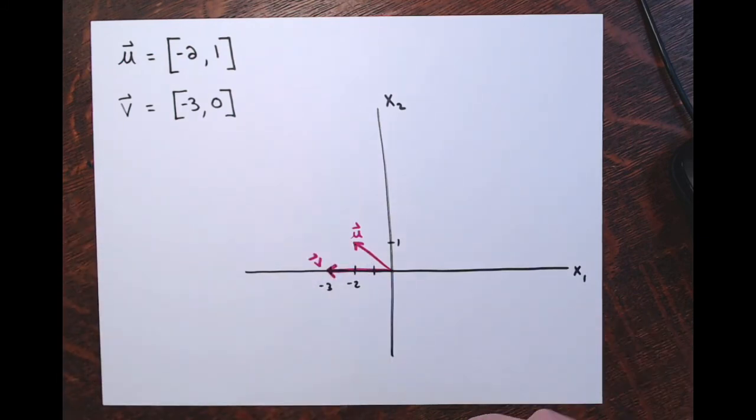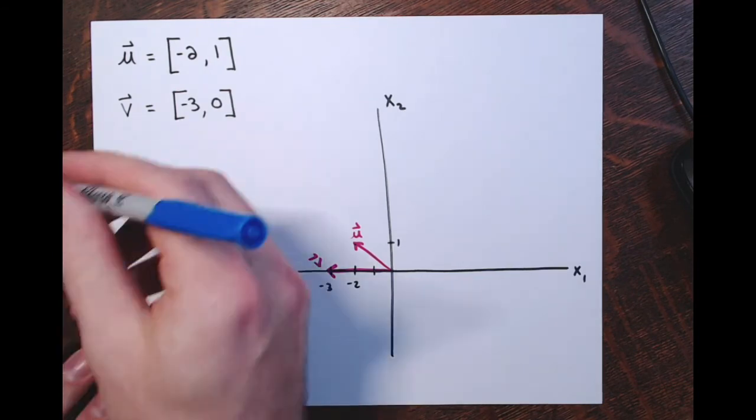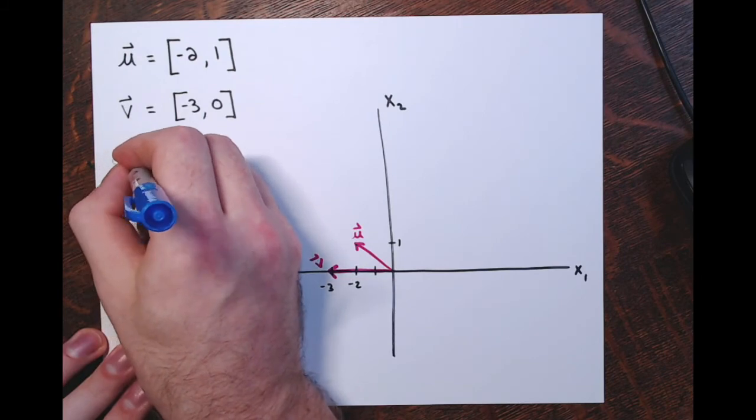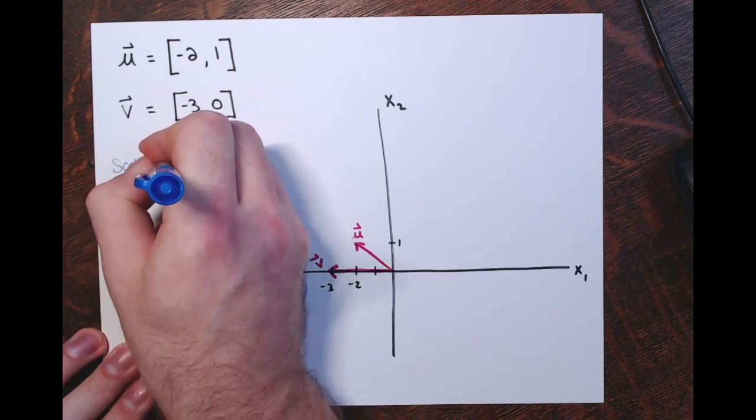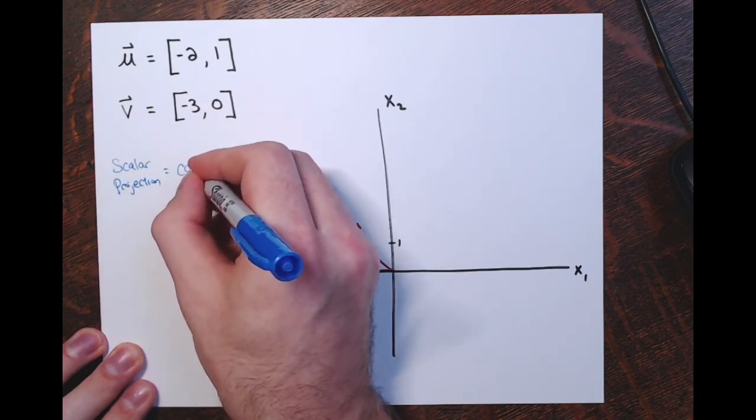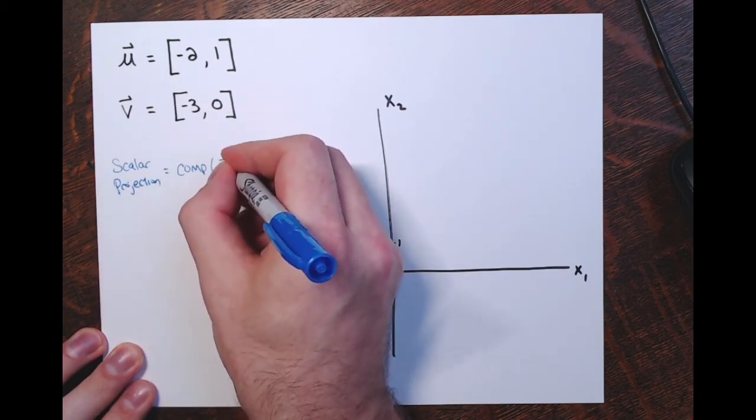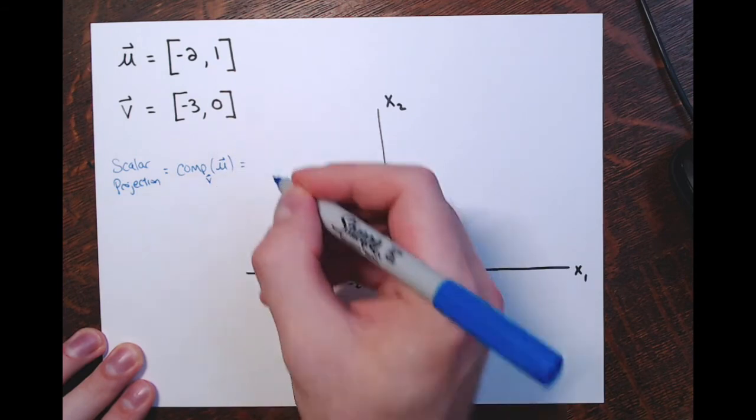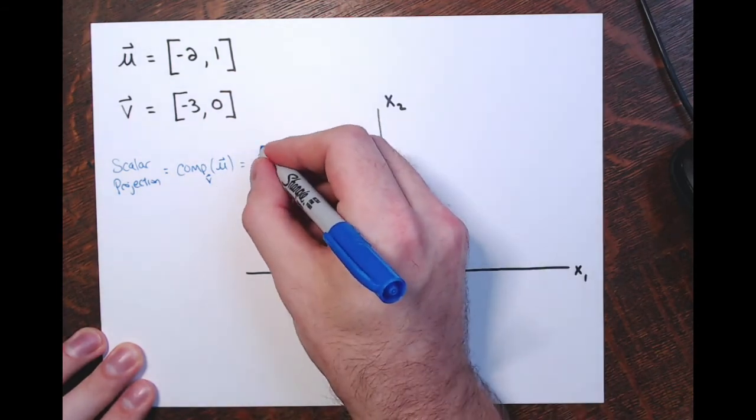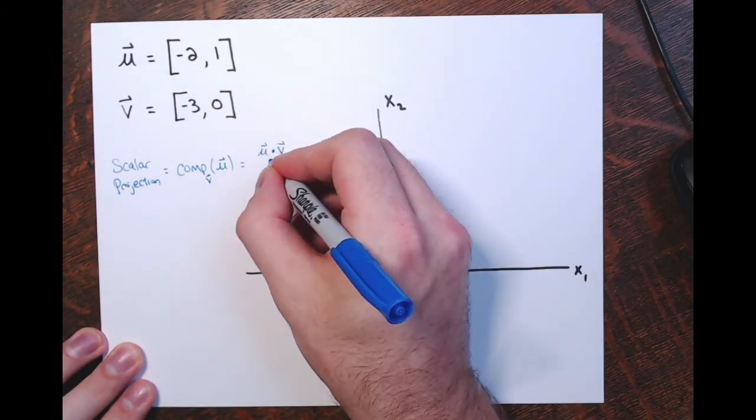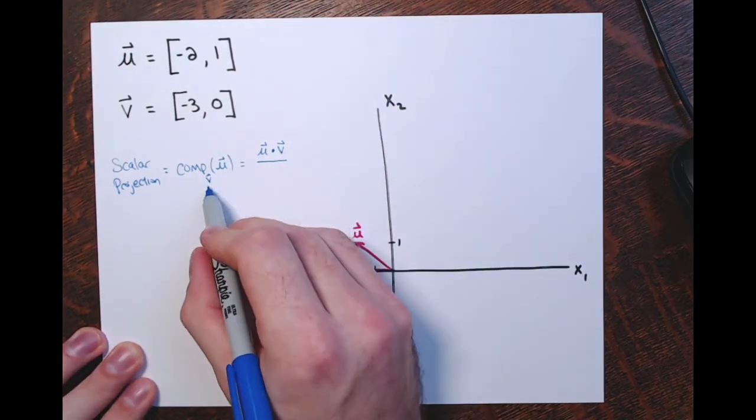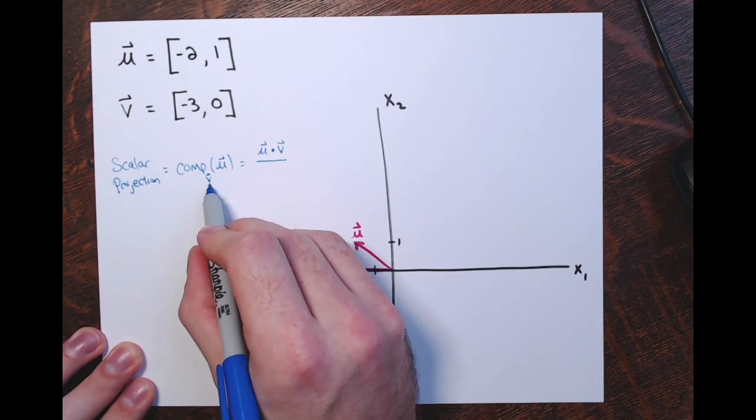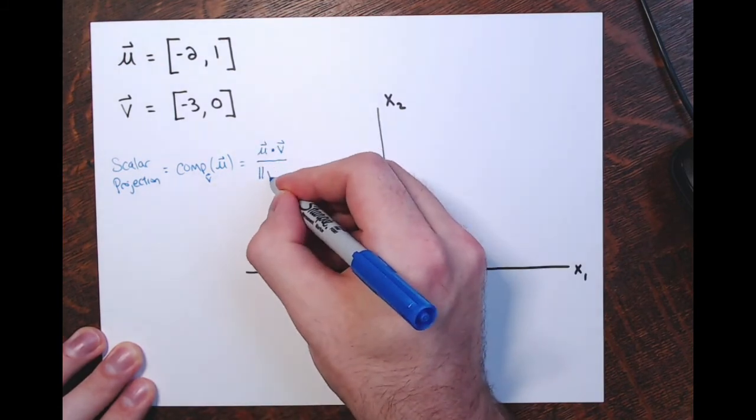And we're asked again to find the scalar projection. That's this component of vector u projected onto vector v. And again, the formula is u dot v divided by the norm, or the magnitude, of the vector you're projecting onto. This subscript here, divided by the magnitude of vector v.